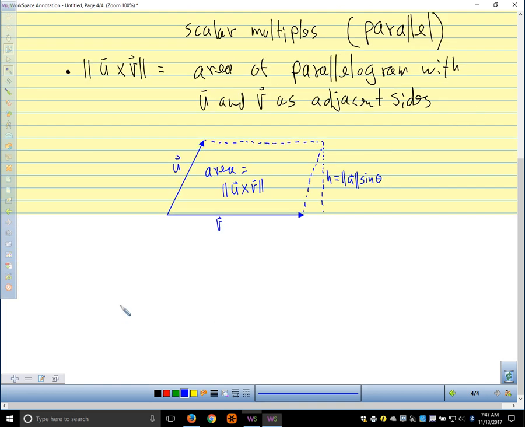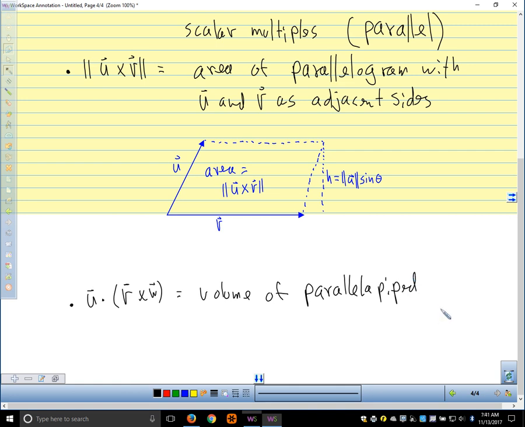And finally, this one doesn't get used as much, but it comes up very occasionally. u dot v cross w, our scalar triple product or box product, is the volume of the parallelepiped with u, v, and w as adjacent sides. And this is just a box.